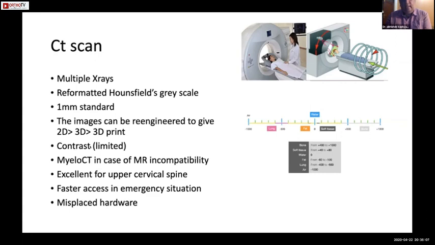A contrast CT scan has a very limited role in spinal pathologies. A myelo CT may be ordered when there is MR incompatibility because of any prosthesis or because of any heart work, the pacemakers. It's an excellent choice for upper cervical injuries, and in an emergency situation we will need faster access, because a CT can be done from top to bottom very fast, and it also gives us information about misplaced hardware.